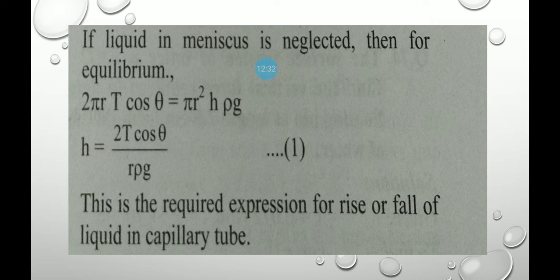In the capillary tube experiment, some liquid rises within the curved surface of the liquid. Its volume is neglected. If the small volume of liquid in the meniscus is taken into account, then h is replaced by h plus r by 3. In this case, surface tension T is equals to r rho g upon 2 cos theta into h plus r by 3.